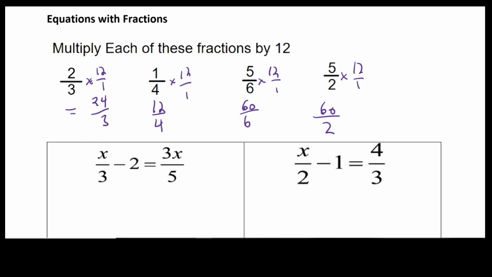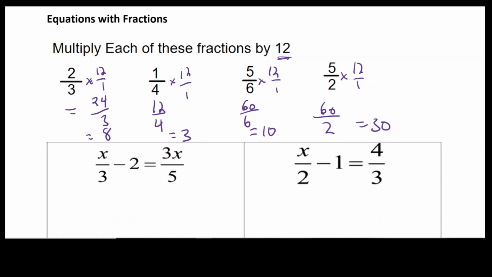Now you might think, big deal, what's Mr. Clement doing here? Well, 24 divided by 3 is not a fraction. 24 divided by 3 is the whole number 8. 12 divided by 4 is the whole number 3. 60 divided by 6 is the whole number 10. 60 divided by 2 is the whole number 30. So I took 4 different fractions, multiplied them each by the same thing, and all of a sudden I didn't have fractions anymore. So now the question is, how did I come up with this magic number 12?